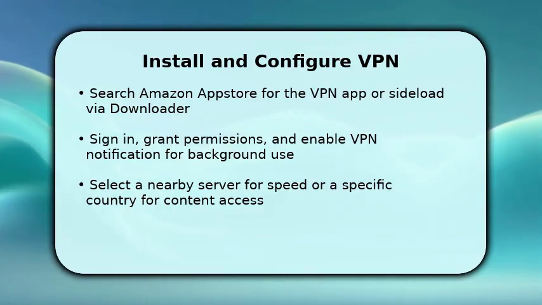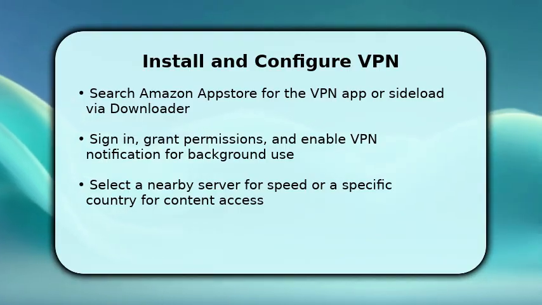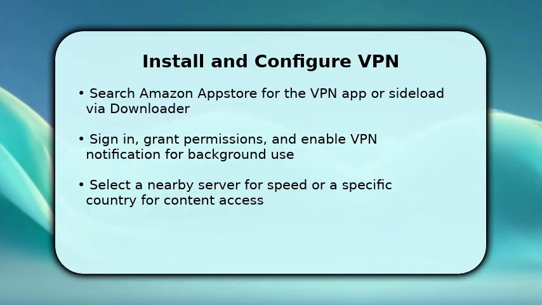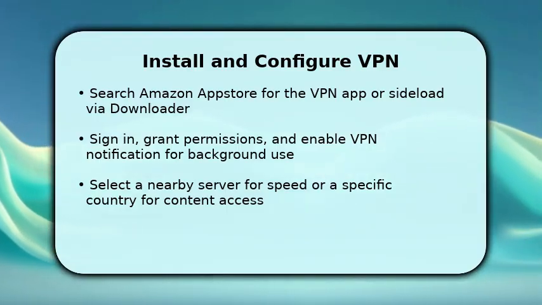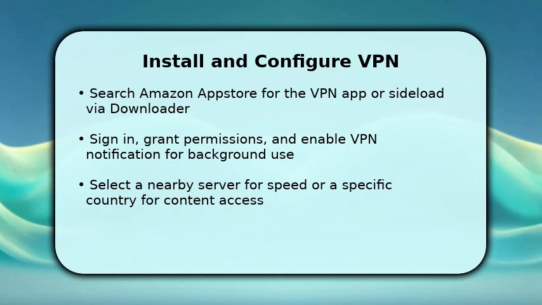Then choose a server. Pick a nearby server for speed or a target country to access region-locked content. Make sure the VPN's kill switch or network protection is enabled if available. This prevents IP leaks when the VPN drops.